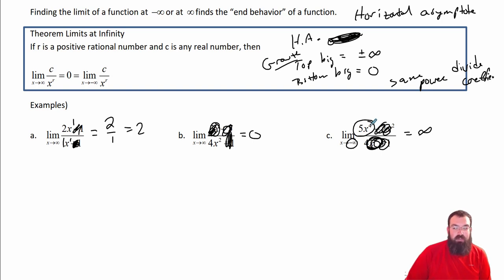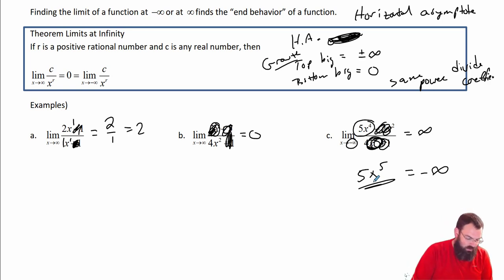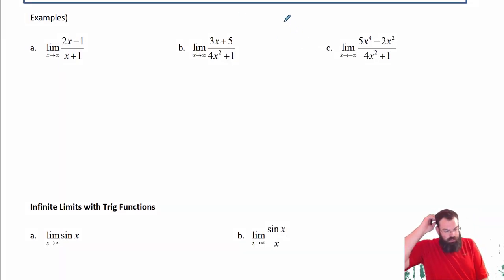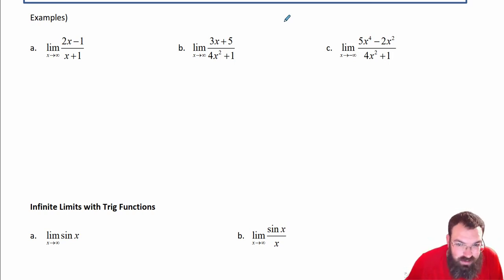If this was an odd power, like 5x to the 5th power, then this would be negative infinity because a negative to the 5th power is still negative. So we've got to watch for those pluses and minus signs with the infinities. But other than that, that's not too bad. Now you might see an example in the book where it wants you to find the limit without necessarily using horizontal asymptotes. At infinity, it wants you to use actual algebraic thinking.